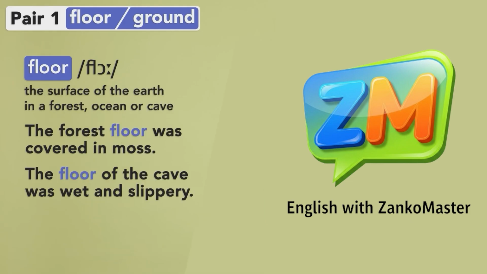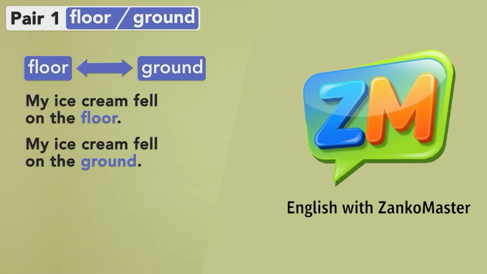Now, I said the floor is generally inside, but it isn't always inside. We also use floor to refer to the surface of the earth in a forest, ocean, or cave, for example. The forest floor was covered in moss. The floor of the cave was wet and slippery. Sometimes we will use ground and floor interchangeably. For example, my ice cream fell on the floor. My ice cream fell on the ground. Now, you will hear English speakers using floor outside. My ice cream fell on the floor, for example. But what I've just explained should give you a general indication.